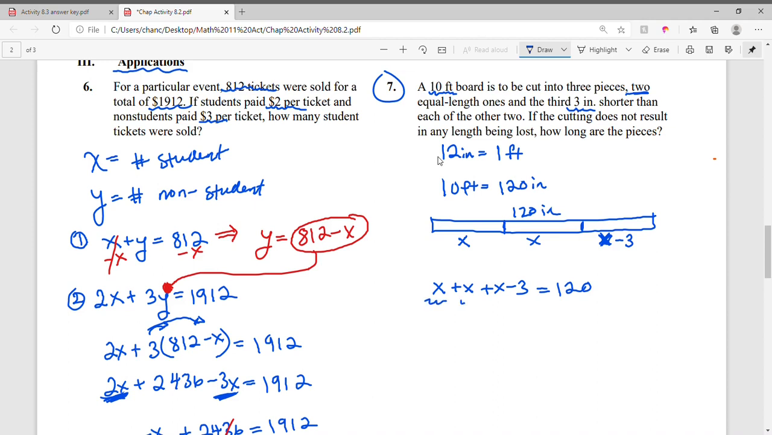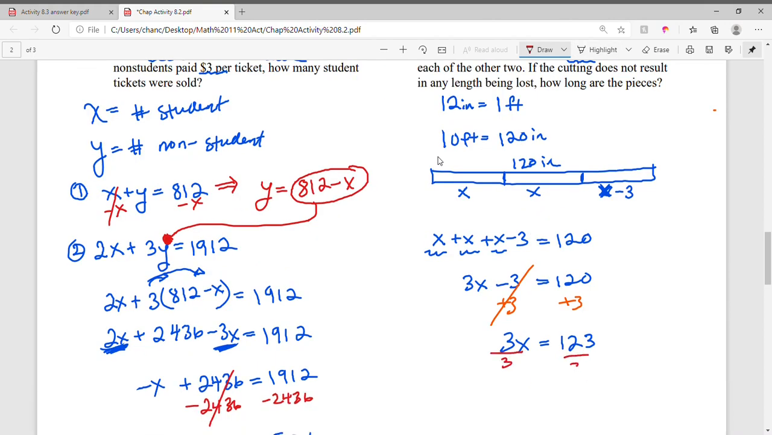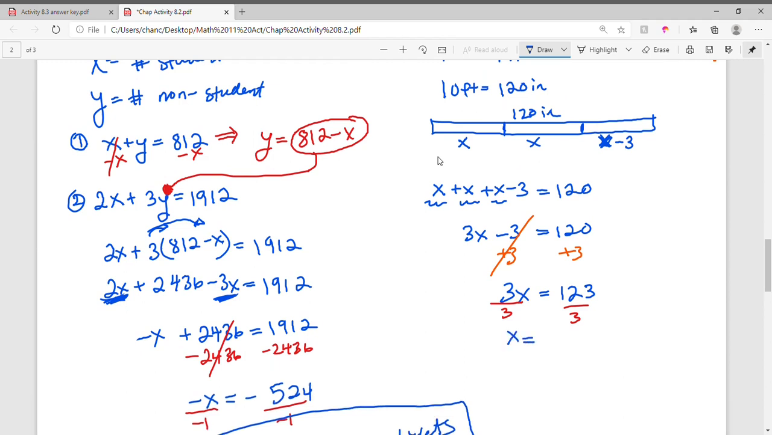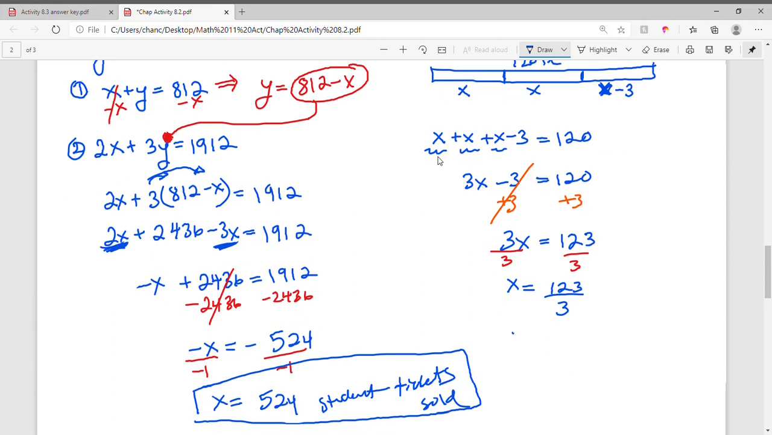We could collect like terms. X plus x is 3x. And we now have 3x minus 3 equals 120. Let's add the 3 to both sides. 3x is equal to 123. Now we can divide both sides by 3. X is equal to 123 over 3. And this simplifies to 41. Now x is equal to 41.